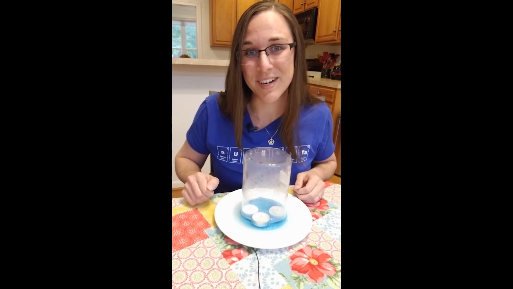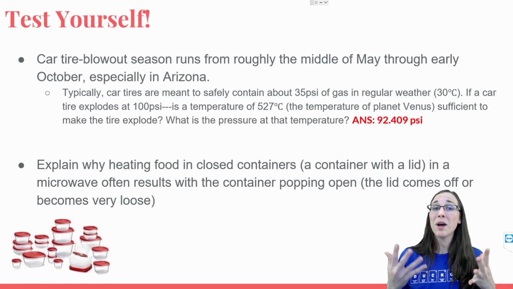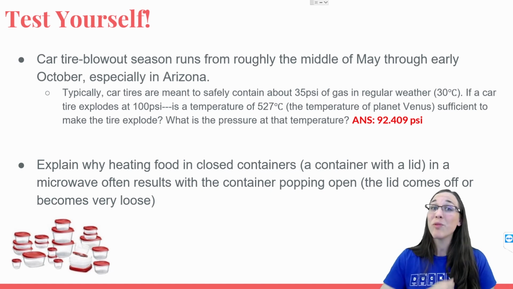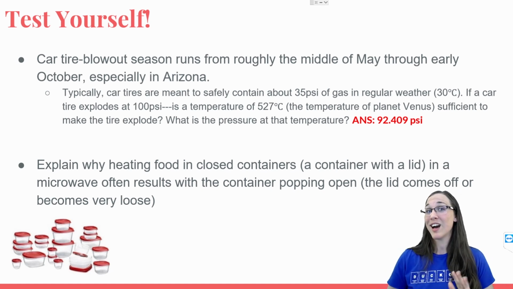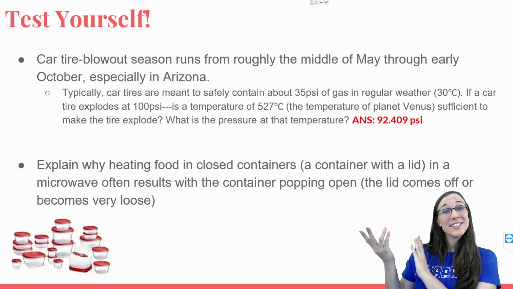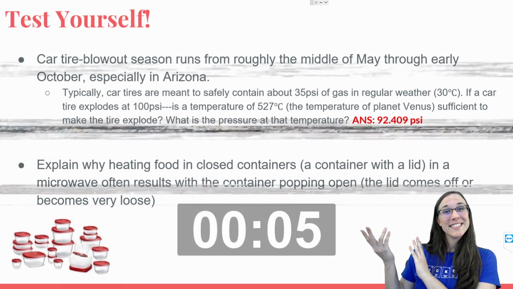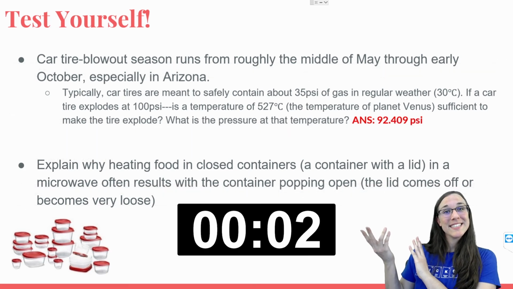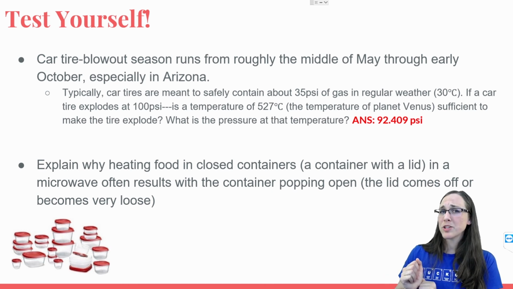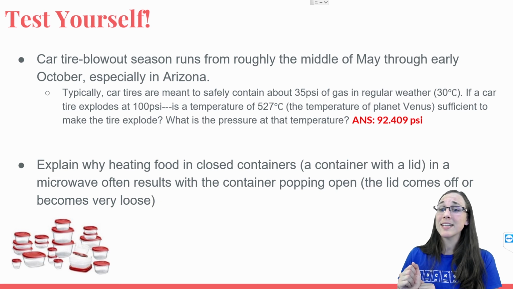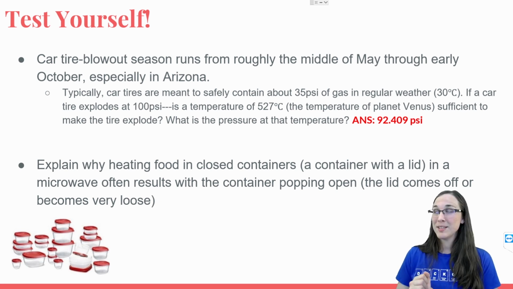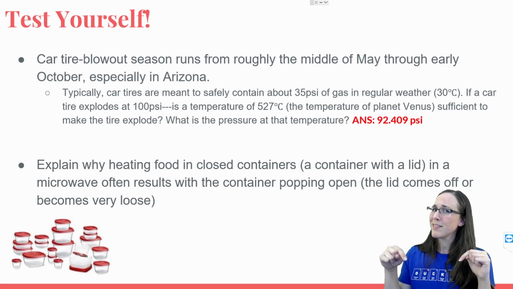Before moving onwards and upwards, make sure that you test yourself before you wreck yourself on these Gay-Lussac concepts. See if you can answer these 2 questions. And let me know, is the temperature of 527 degrees Celsius on the planet Venus sufficient to make a car tire explode? Tell me in the comments below.